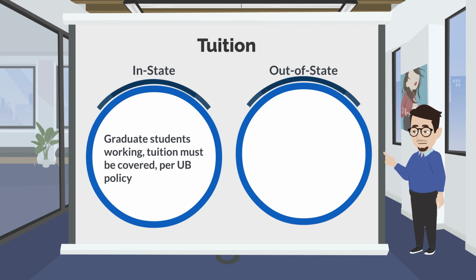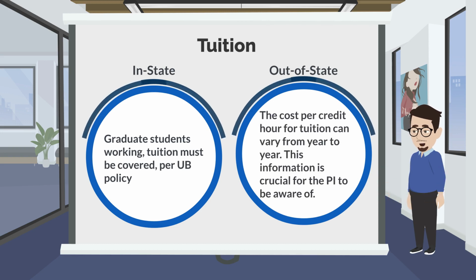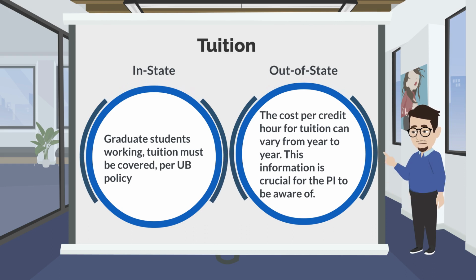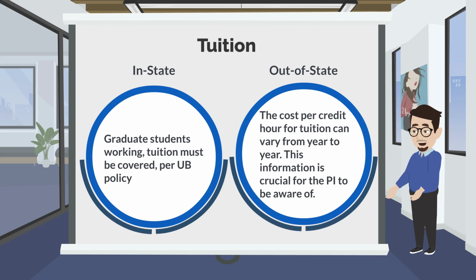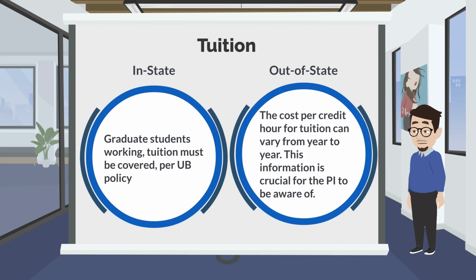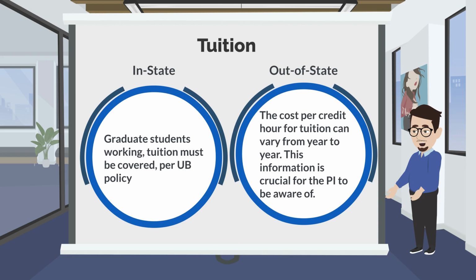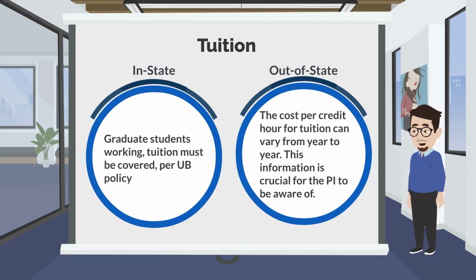Now for out-of-state tuition. The cost per credit hour for tuition can vary from year to year. This information is crucial for the PI to be aware of. The number of credits per semester for a graduate student depends on factors like whether they are new to graduate studies or if they have been enrolled for multiple semesters. It's ultimately up to the PI to provide this information. In the case of a to-be-named (TBN) student, the default is to allocate 9 credit hours for out-of-state tuition per semester.